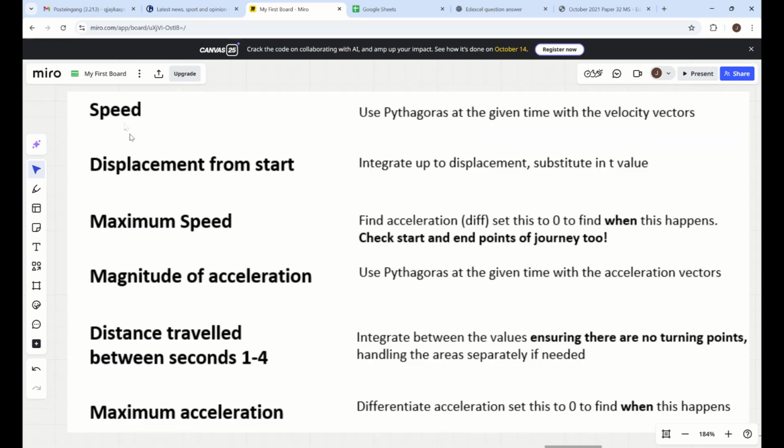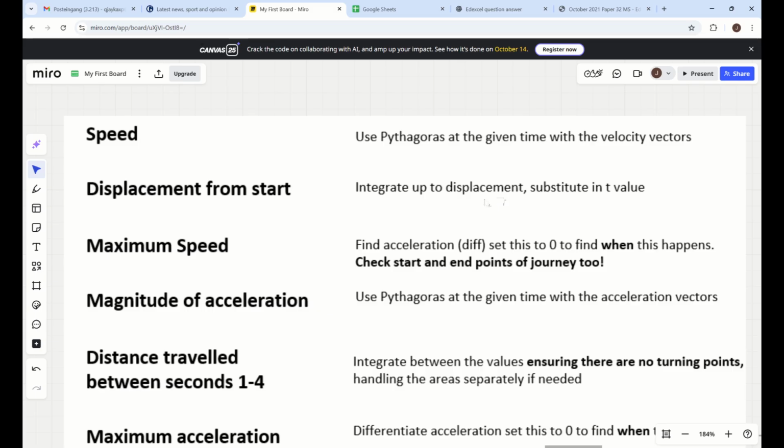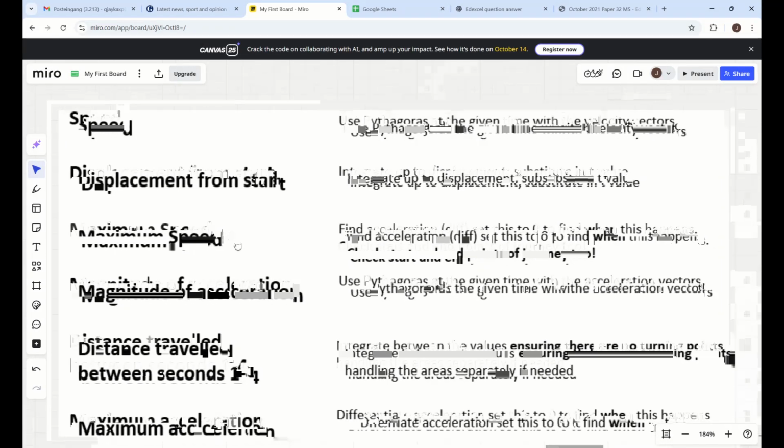So speed, we've talked about speed is a signal that we need to find magnitude. So Pythagoras is the way to do that. There are other clues. Sometimes you're asked, for example, about distance, maybe from the origin or the magnitude of the acceleration. Next, we have displacement from the start. So we need to integrate up for the displacement. And then depending on the exact question, substituting a value, something like that. Notice displacement would mean we're looking for a vector.